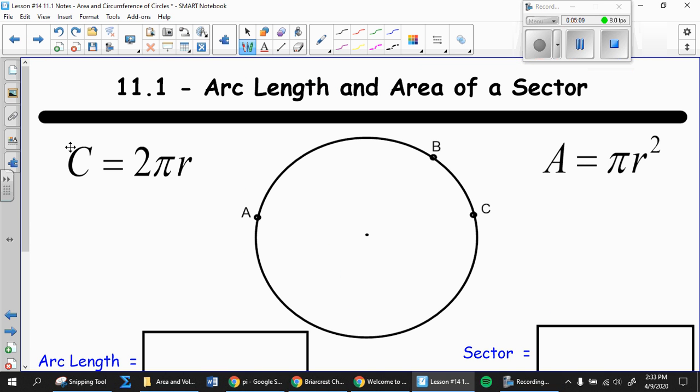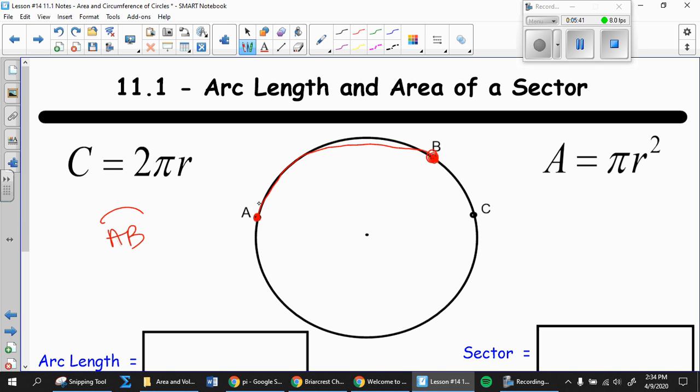The second thing we're going to do here is this thing called arc length and area of a sector. Okay, so a little bit of review. Remember, an arc is the distance from one point on the circle to another endpoint on the circle. So this is an arc. We'd call this arc AB. And so what we're going to do is find the length of that arc.